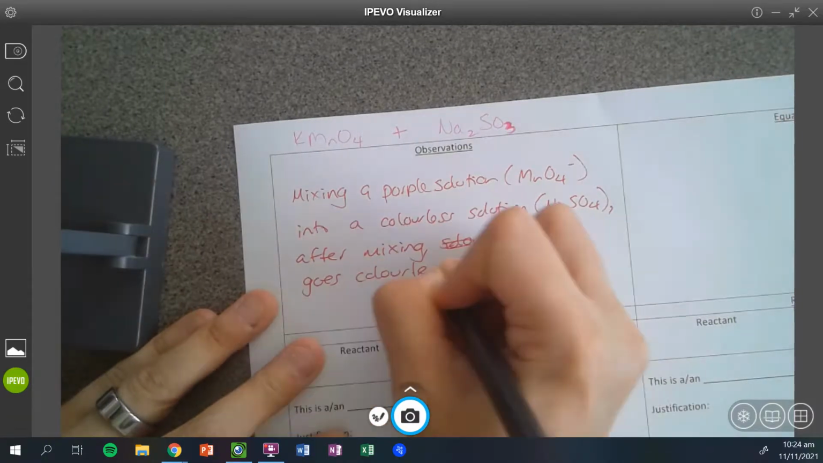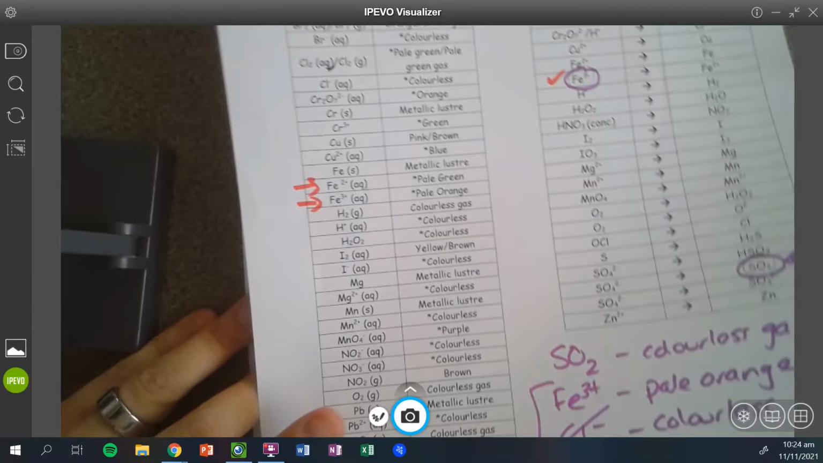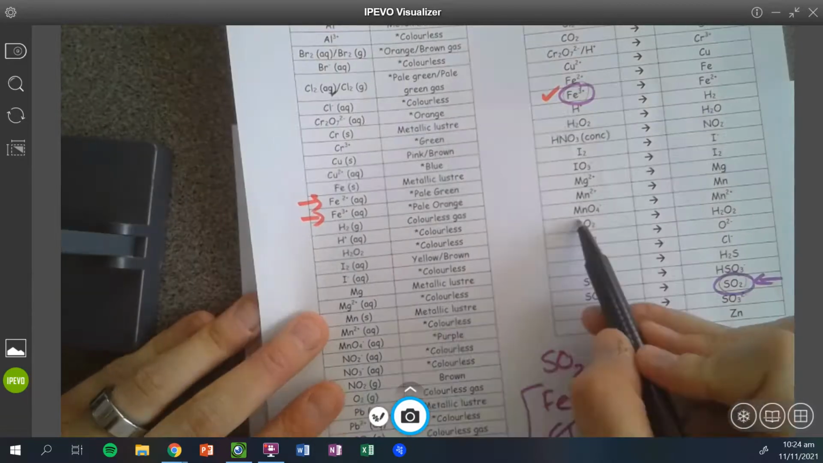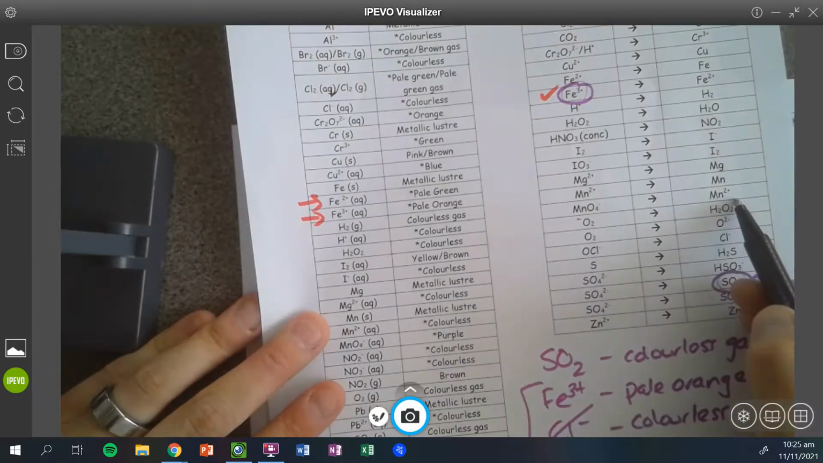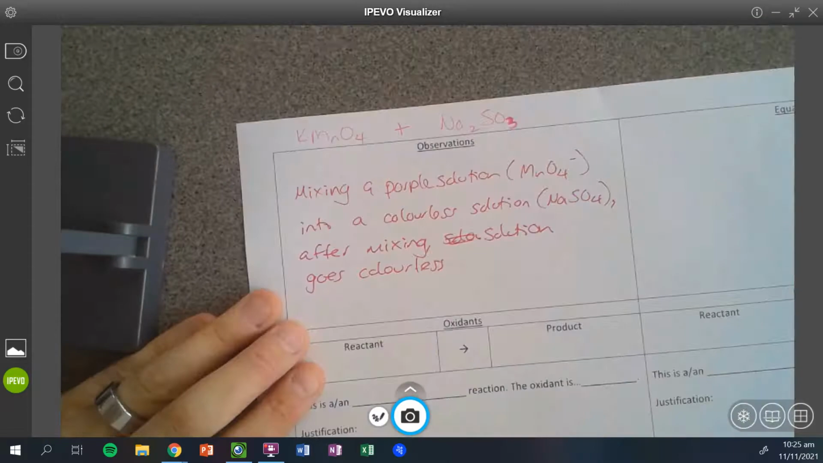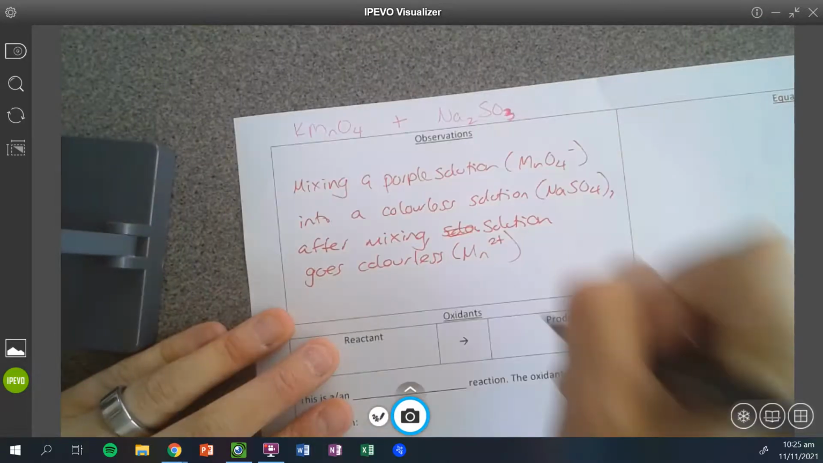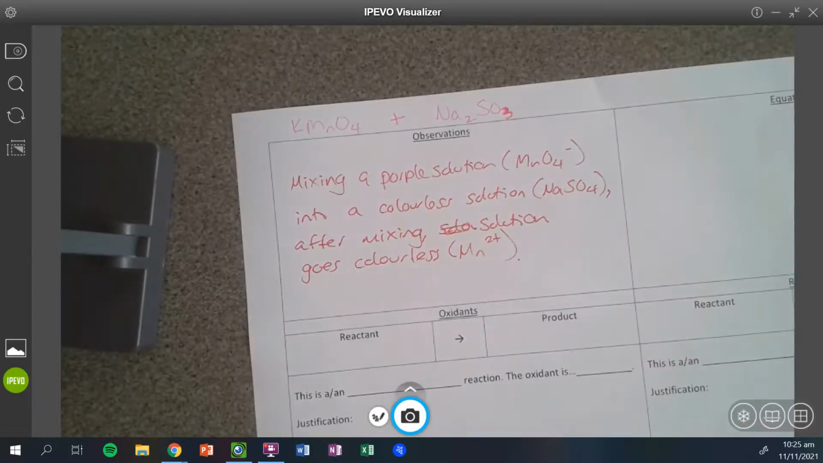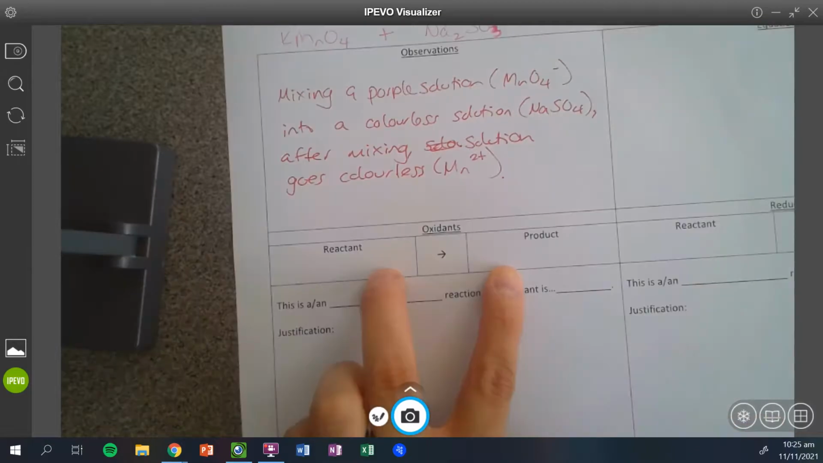And the reason why it's now gone colorless is, if I look at these chemical reactions and I look for permanganate, it's going to the manganese ion, and I find that on my sheet here, and that is colorless. So that makes sense as to why the purple color is now gone. So I'm going to justify that because my purple is now gone. Are we good with that so far? So that's my setup for my observations. Cool. All right, next we need to figure out which is the oxidant and which is the reductant.